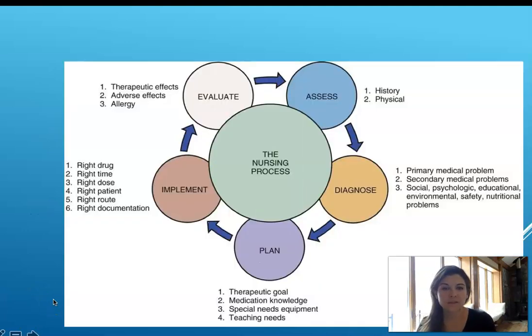So taking a look at the nursing process, you have all your same 5 steps: assess, diagnose, plan, implement, and evaluate. So in your first exam, you will see some questions where you have to determine what part of the nursing process you are at when you administer medications.